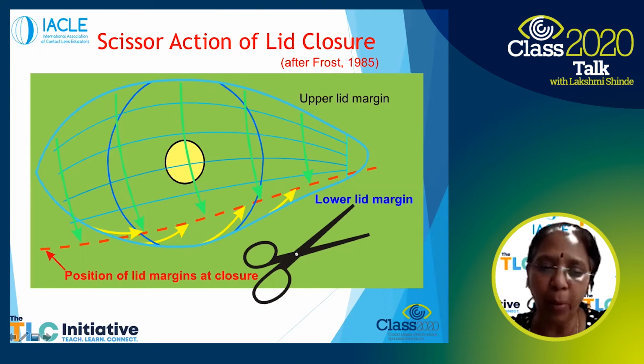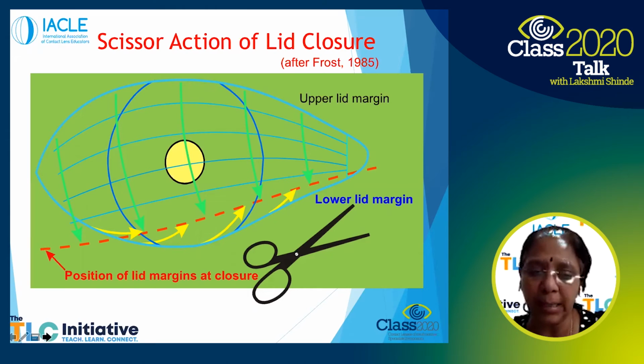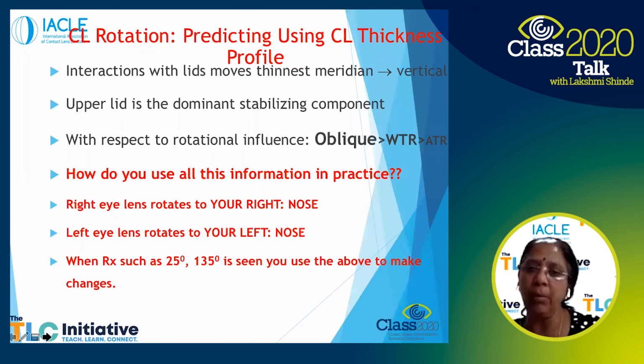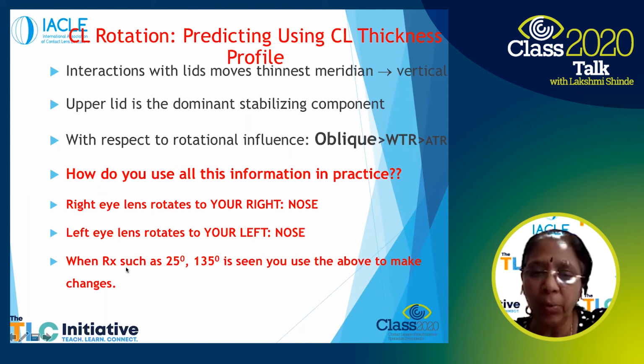And this is very, very important to keep in mind. And I'll tell you exactly when this comes into play. So when we look at, let's say, oblique lenses, for example, 25 or 135 or something like that, let's say we have 25 degrees placed in the right eye, okay?